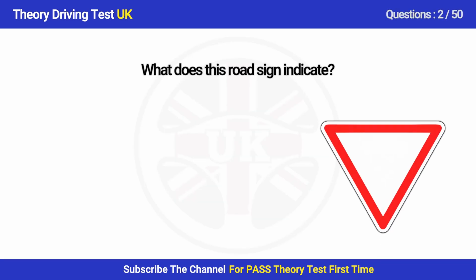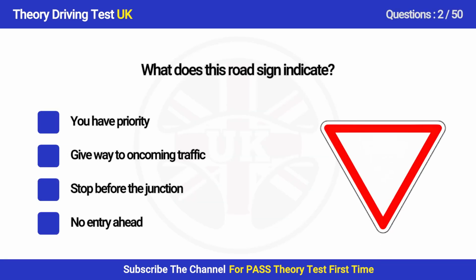Question 2. What does this road sign indicate? A. You have priority. B. Give way to oncoming traffic. C. Stop before the junction. D. No entry ahead.